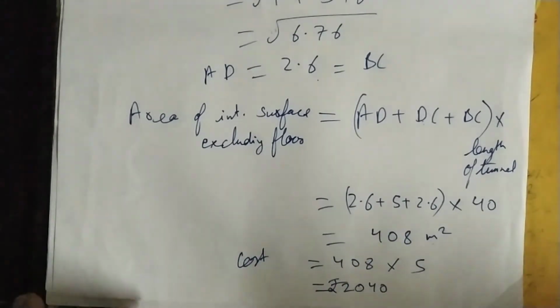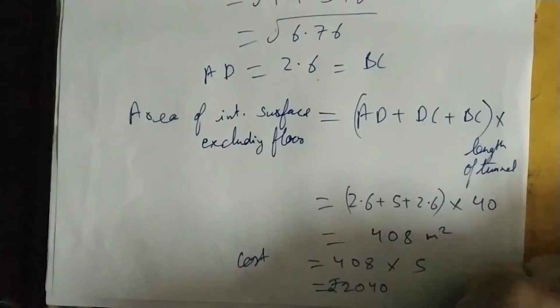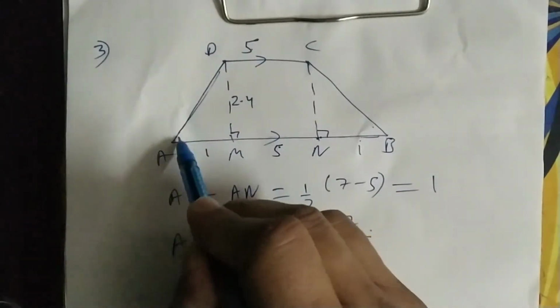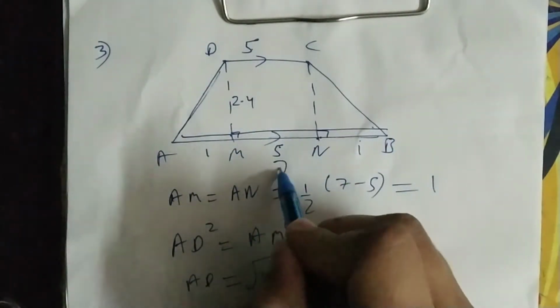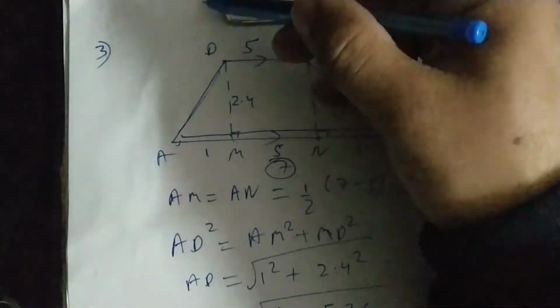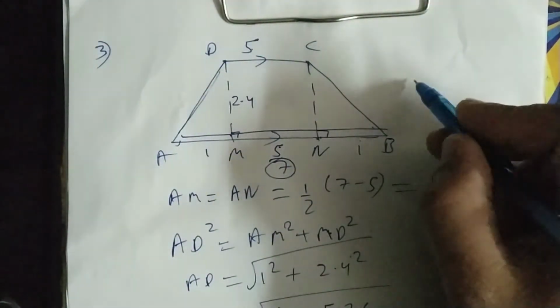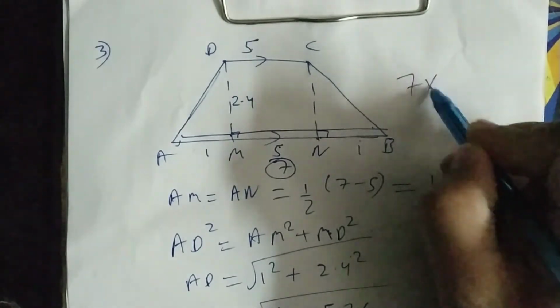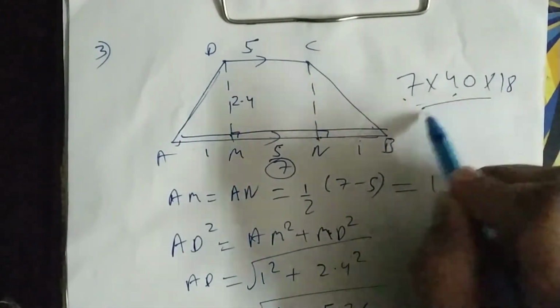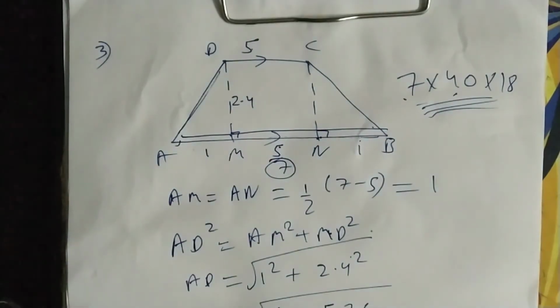Similarly, you have to find the cost of paving the floor at the rate of 18 per meter square. Now this is the floor of the tunnel. This length is 7 and the tunnel is 40 meters long, so the area of the floor will be 7 into 40. Just multiply 7 into 40 into 18 to find the final cost. This will be your answer for the second part.